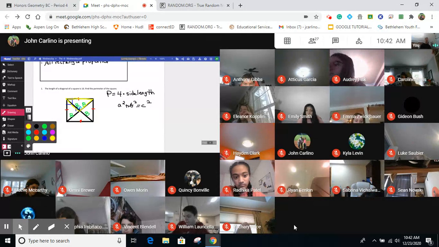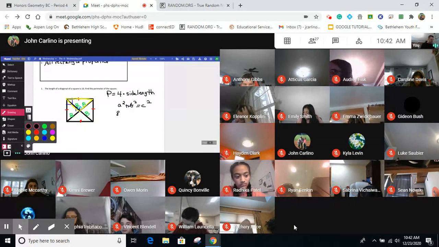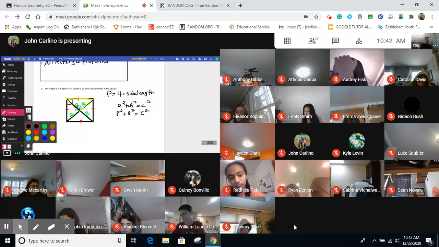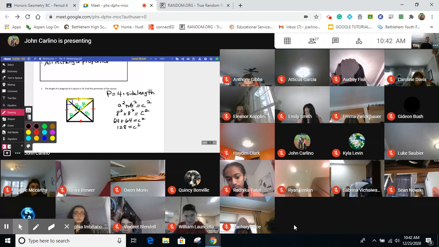How did we get there? Using all those darn properties. Diagonals are congruent. They bisect each other. They're perpendicular. Now I can do Pythag. So 8 squared plus 8 squared. And the side across from the right angle is the side I'm looking for, so that's c squared. 64 and 64 equals c squared. Let's keep trucking. 128 equals c squared. Take the square root of both sides.